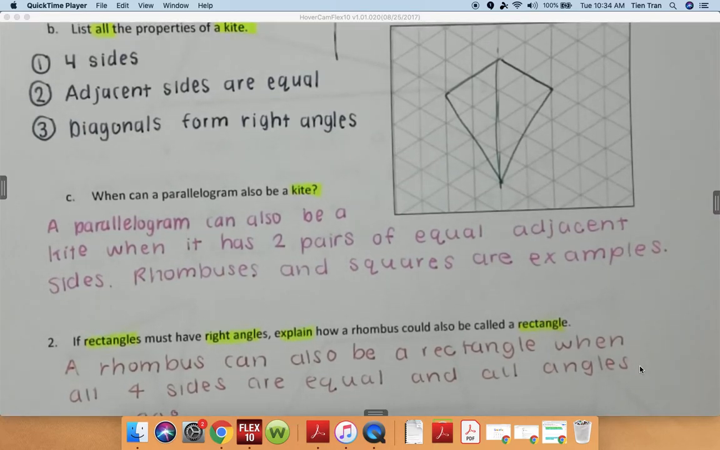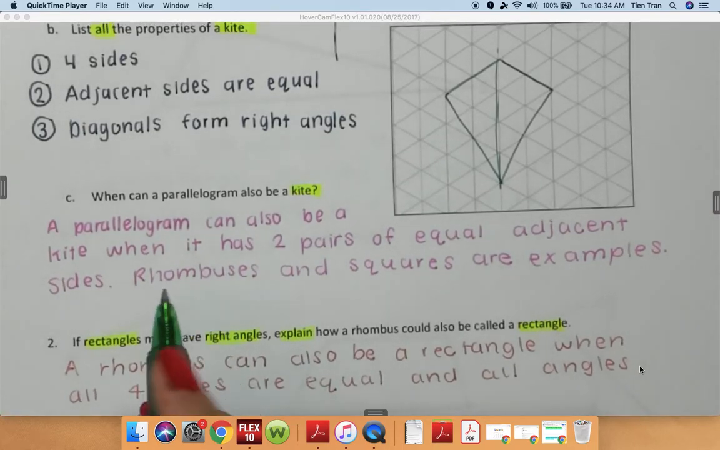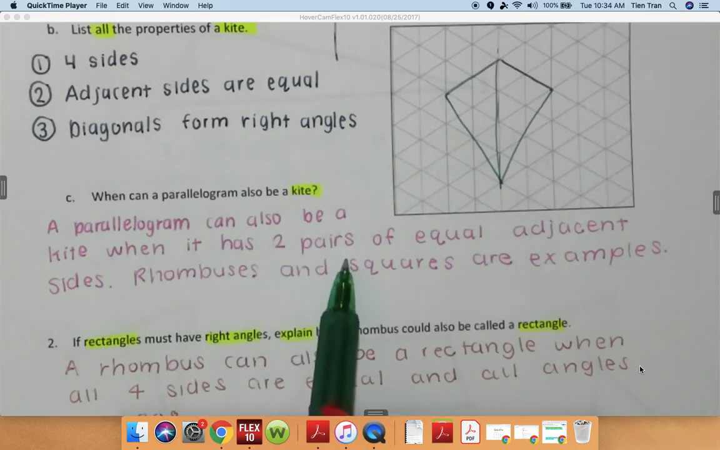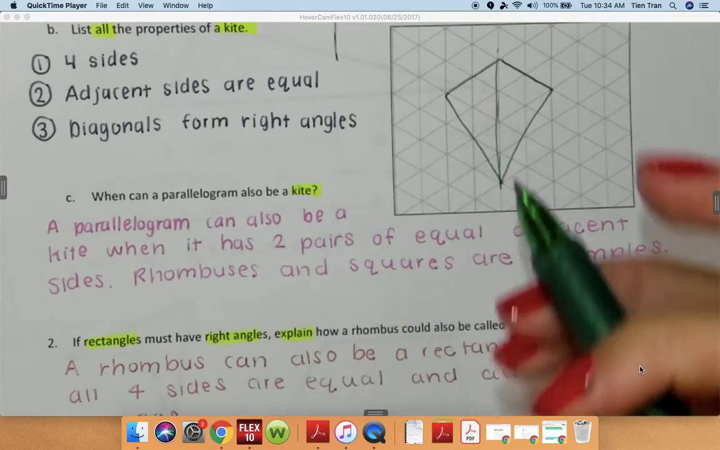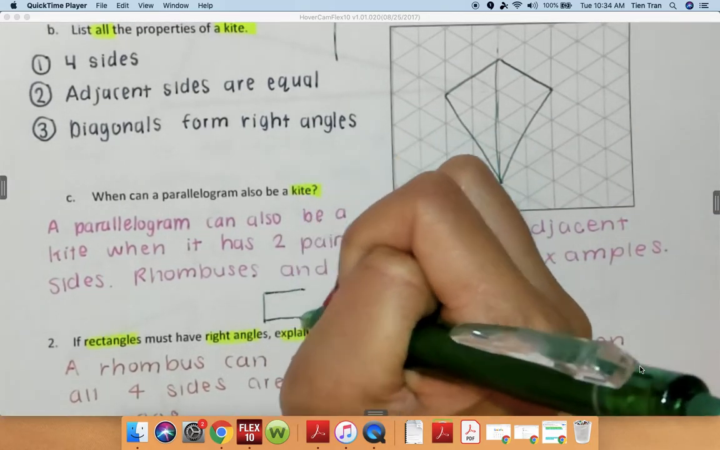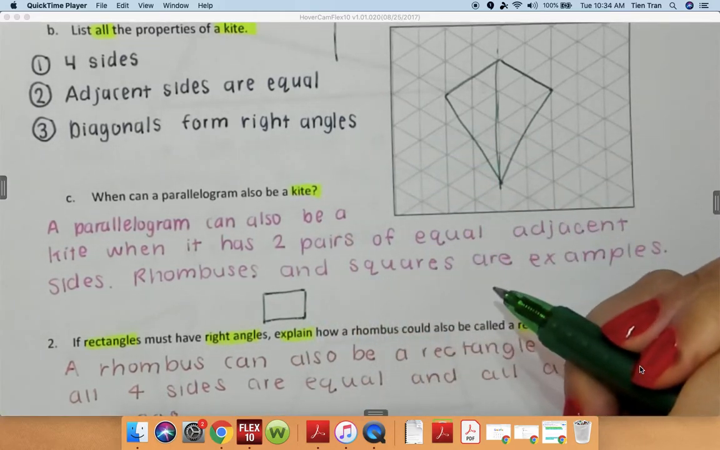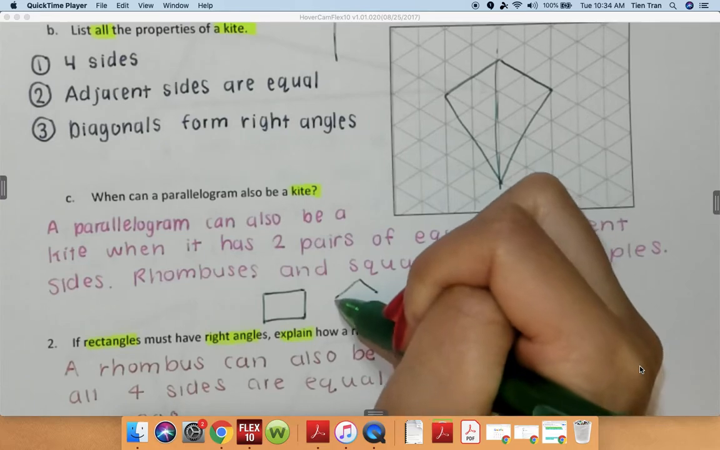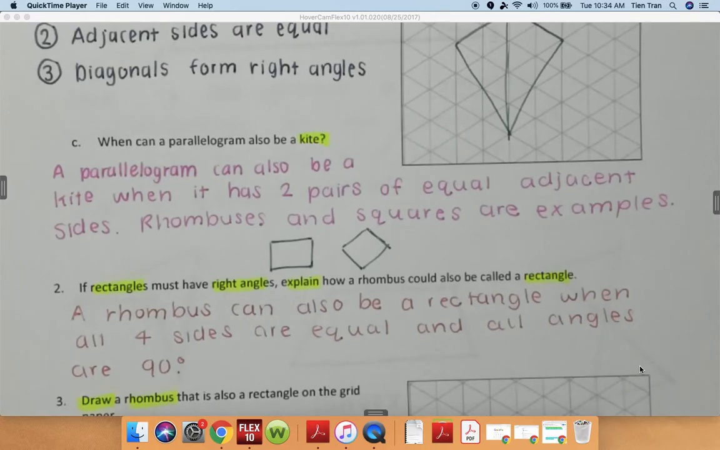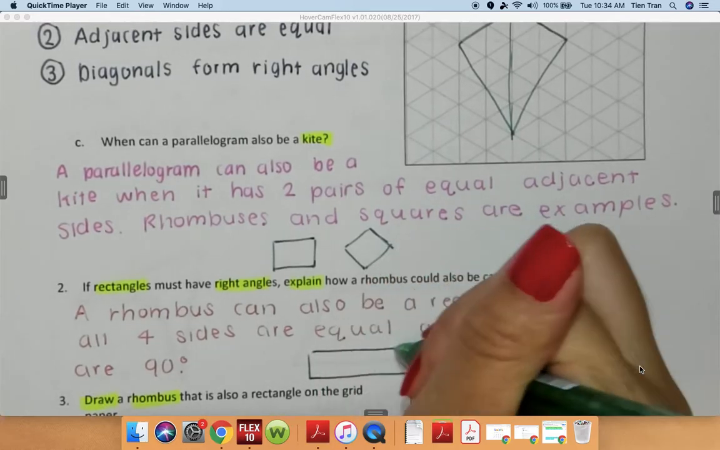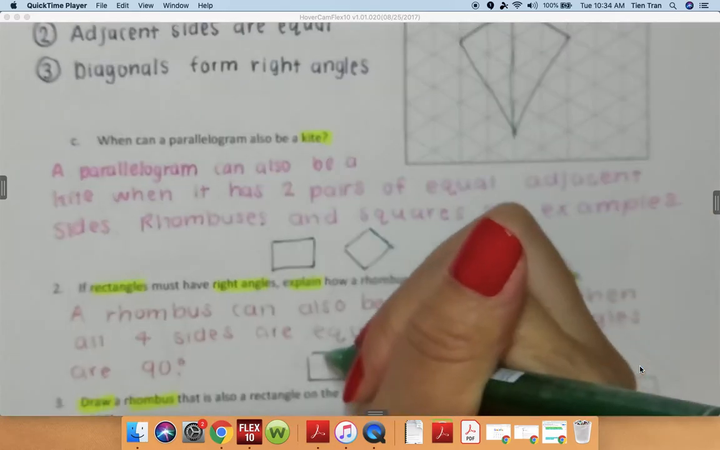Problem C, when can a parallelogram also be a kite? A parallelogram can also be a kite when it has two pairs of equal adjacent sides. Rhombuses and squares are examples. So a parallelogram is a rhombus and a square. Two, if rectangles must have right angles, explain how a rhombus could also be called a rectangle. A rhombus can also be called a rectangle when all four sides are equal and all angles are 90 degrees.